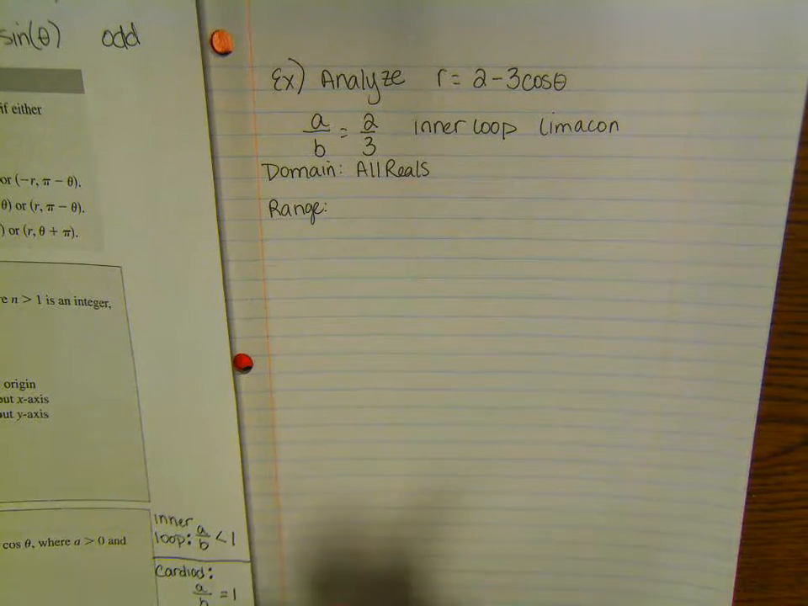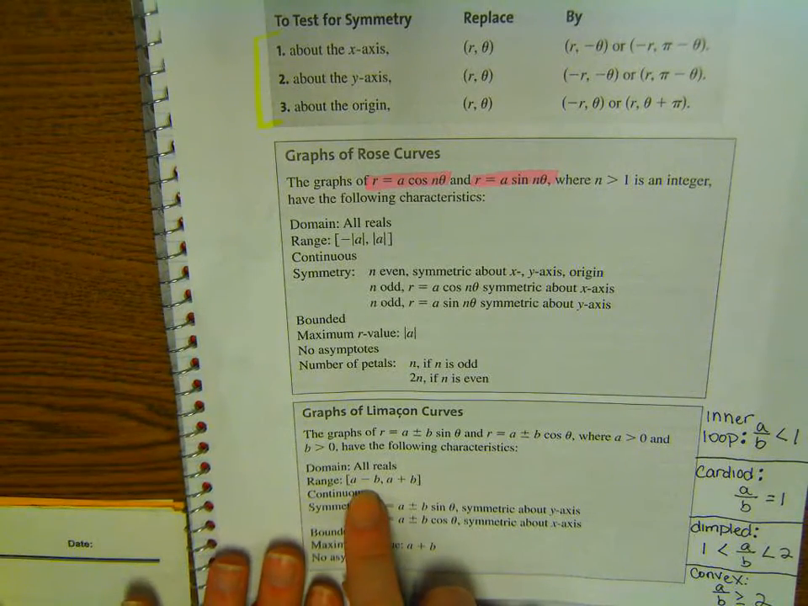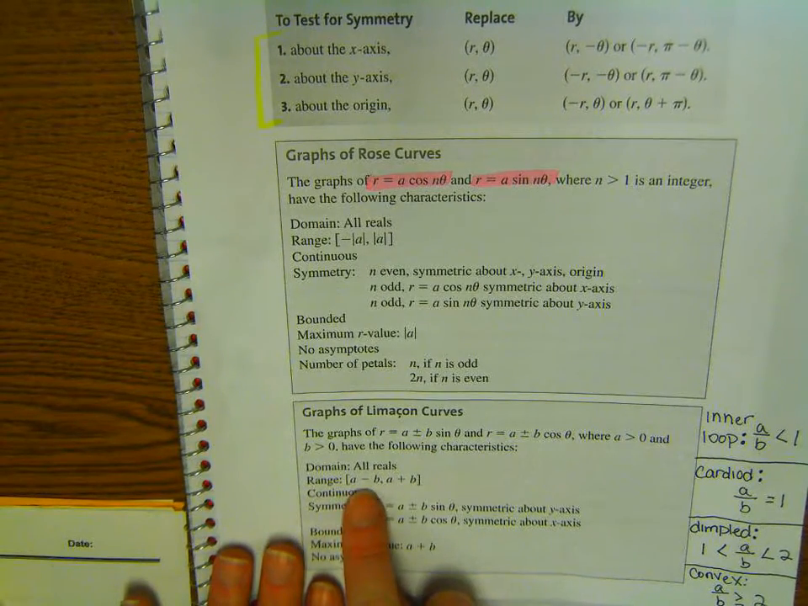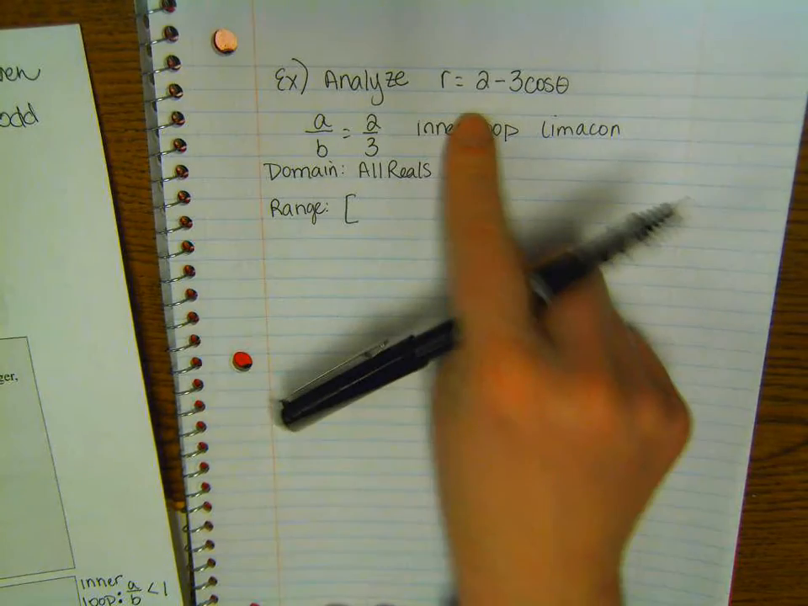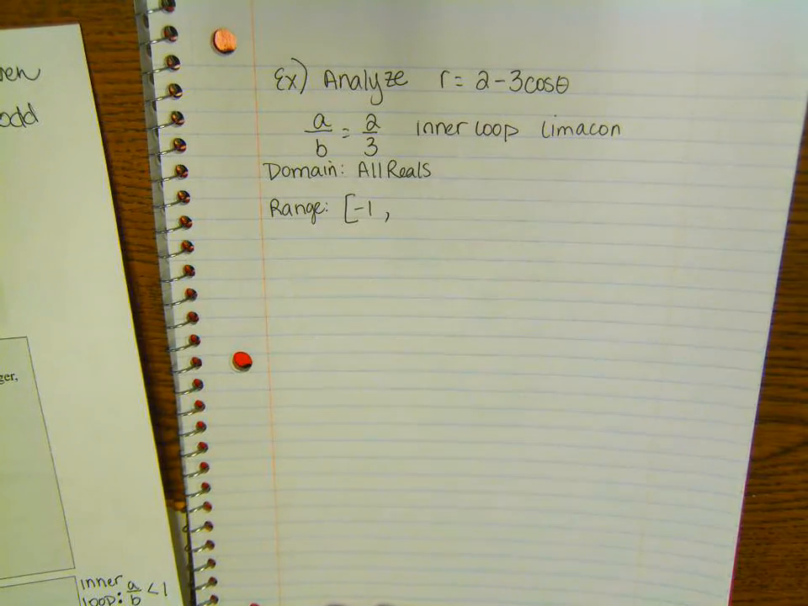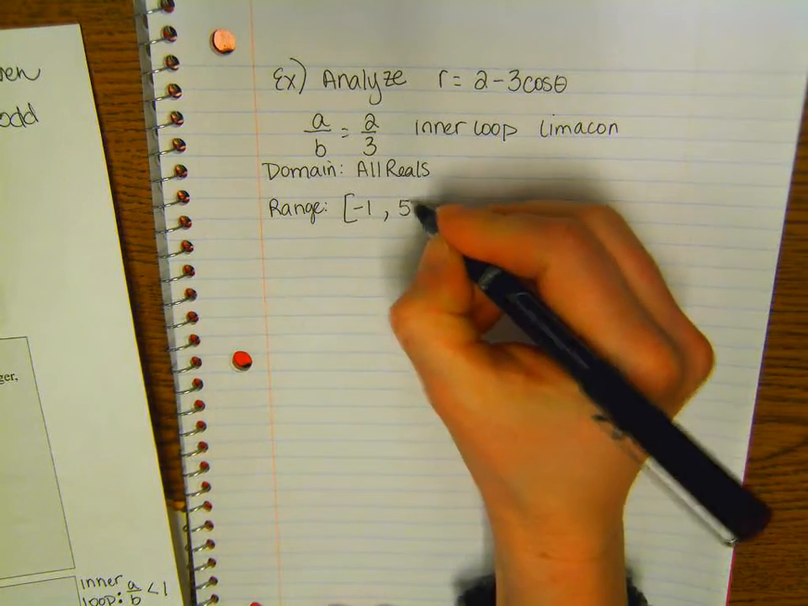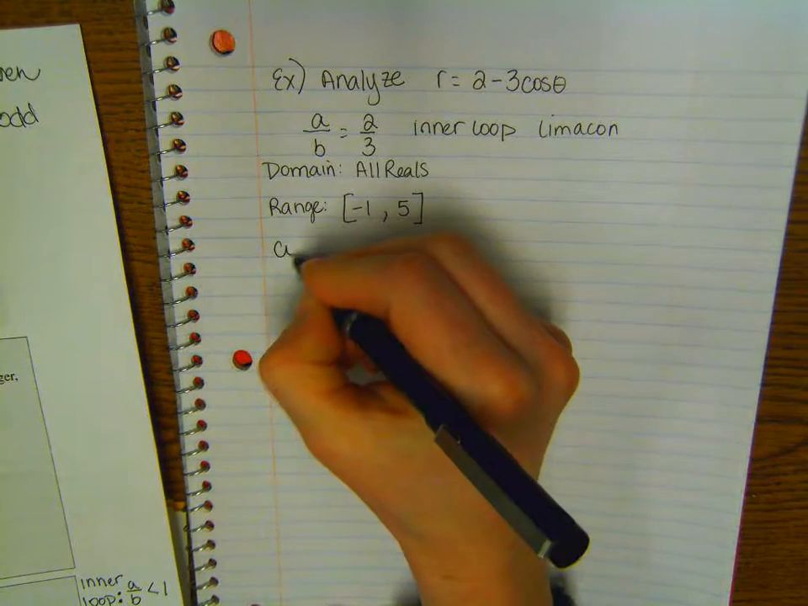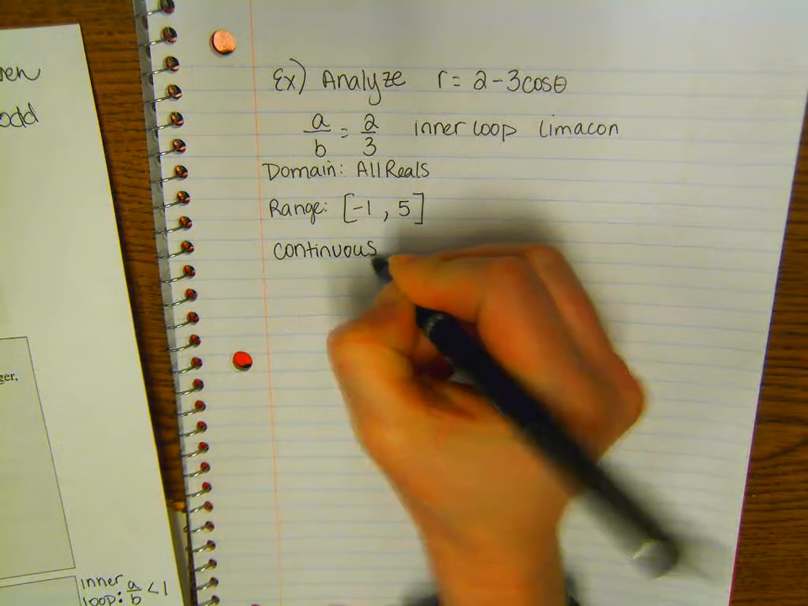If you look here, and just keep in mind that A and B, we always treat them as positive numbers. Right here it tells you plus or minus, okay? So to find the range, we're going to do A minus B. 2 minus 3 is what? -1. And then we do A plus B. Yep. So the range is -1 to 5. Once again, this is a continuous function.